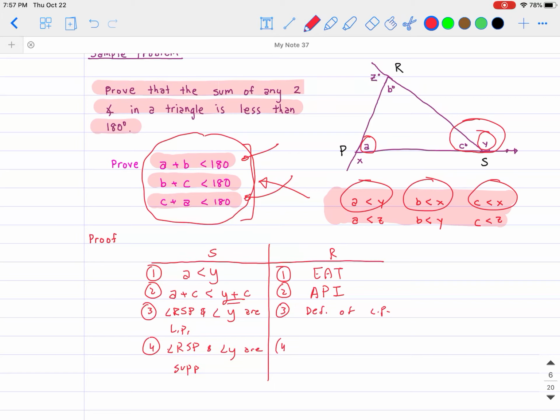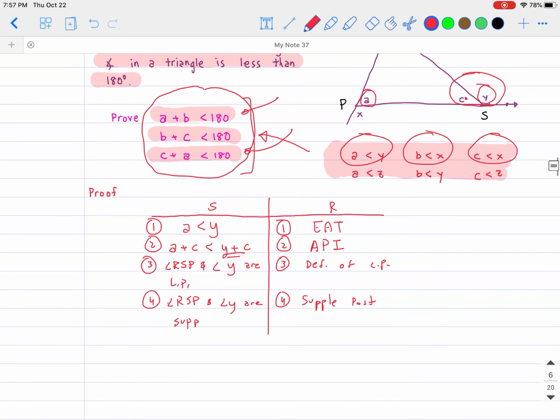Okay, go through our normal motion. Then we can say that angle RSP and angle Y are supplementary to each other. That is going to be our supplement postulate. Finally, for the next one, we're going to have to talk about their measurement. Technically, I'm not supposed to call it angle Y because Y is supposed to be a numerical value. I really should name that one, so that's kind of my bad.